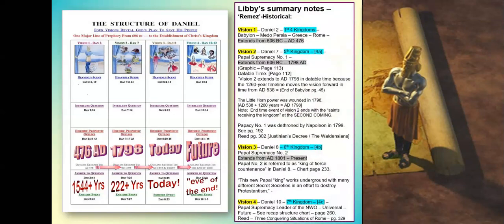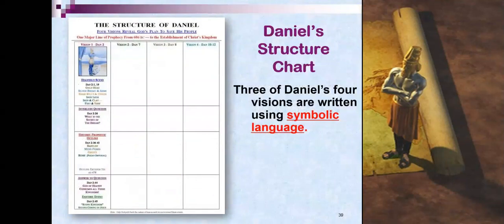And what I did was I just copied this little chart again, and I showed you how she came up with those numbers. 476 plus 1544 will bring us to the current date of 2020. But it's all just forward progressive movement. 1798 AD plus 222 years brings us to 2020. And then Vision 3 in our present day, and Vision 4, the eve of the end in the future. Does anybody have any questions right here on that one with the time frame?